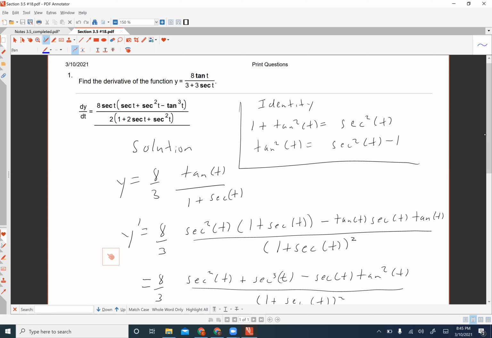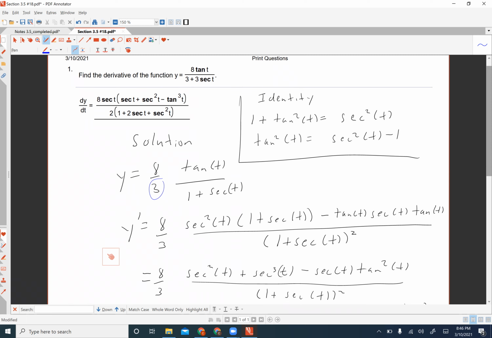So it's tangent of t divided by 3 plus 3 secant t. Of course we're going to have to use the quotient rule, right? So it's the derivative of the numerator times the denominator minus the derivative of the denominator times the numerator, and then the denominator squared. First of all, I factor out 8 out of the numerator and 3 out of the denominator. So y is equal to 8/3 times tangent of t over 1 plus secant of t.